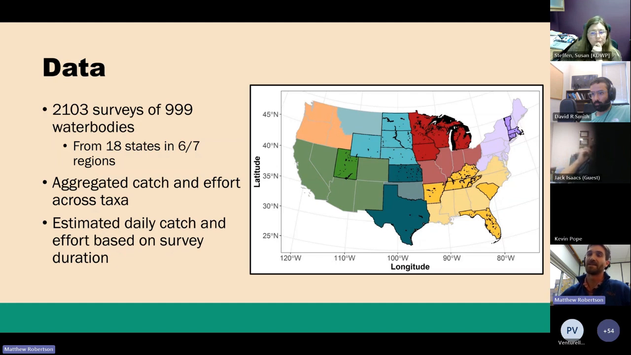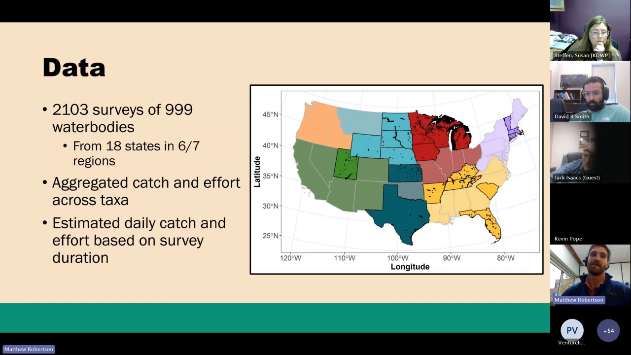And you can see the data that we used, at least the spatial extent of that data, represented in the map that you can see on the slide now. The different colors represent the different regions that we examined, where darker colors specifically show the states that we had data for, and the black polygons represent the water bodies that we had creel survey data for specifically in each state.